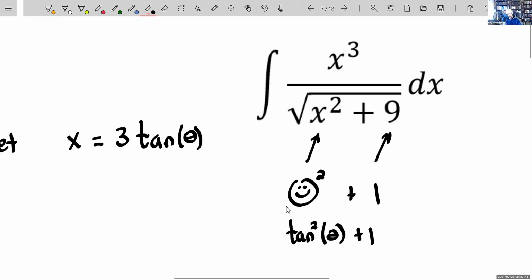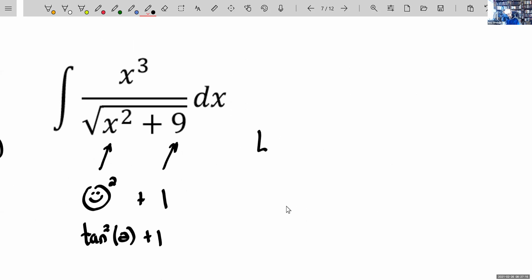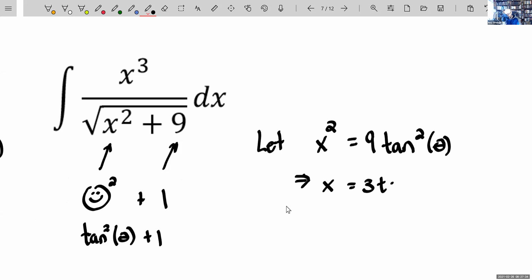Another way you could have made this substitution is you could have said, you know what I'm going to do? I'm going to let x squared equal 9 tangent squared. A lot of people like this version because you're directly saying what you want x squared to be. I want x squared to be 9 tangent squared. And that tells you that x will be 3 tan of theta. And that's perfectly fine. That's actually a very doable substitution here. So you can do that.